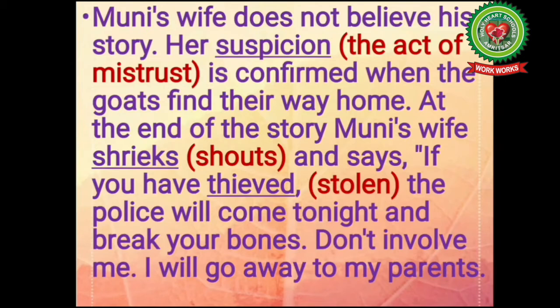Children, Muni comes home to present the money to his wife and tells her that he has sold their goats to a foreigner. The goats follow Muni back home and his wife becomes suspicious. She then accuses him of stealing the money. She warns him that if he has stolen the money, the police will come and break his bones and she will go back to her parents' home.